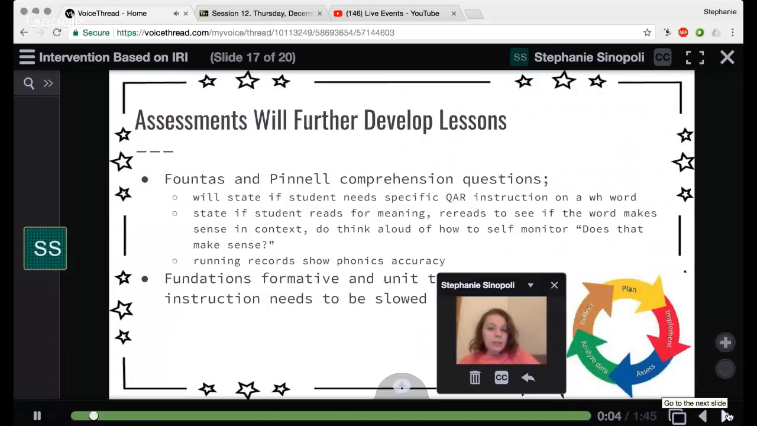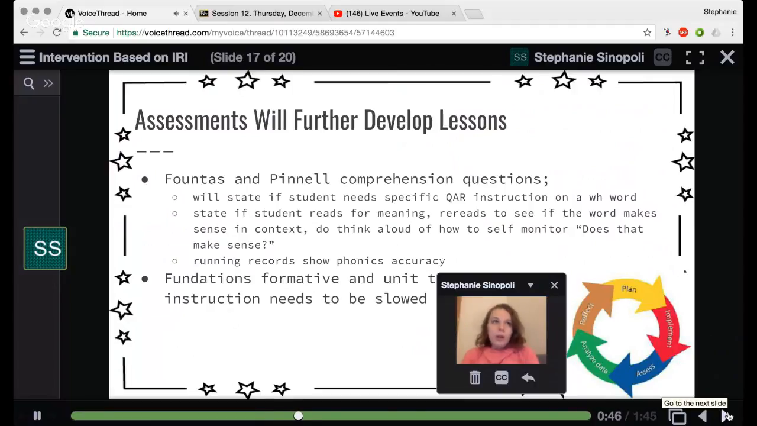So the assessments will further develop lessons and instruction. This will be shown in the Fountas and Pinnell benchmark assessment system comprehension questions at the end of the running records. These questions will state if Jackie needs specific QAR instruction, such as on a specific word like how, if she needs to continue to learn how to read for meaning. In the MSV section, this will show Jackie's ability or remembering to ask herself, does that make sense? To reread or self-correct, and so on.